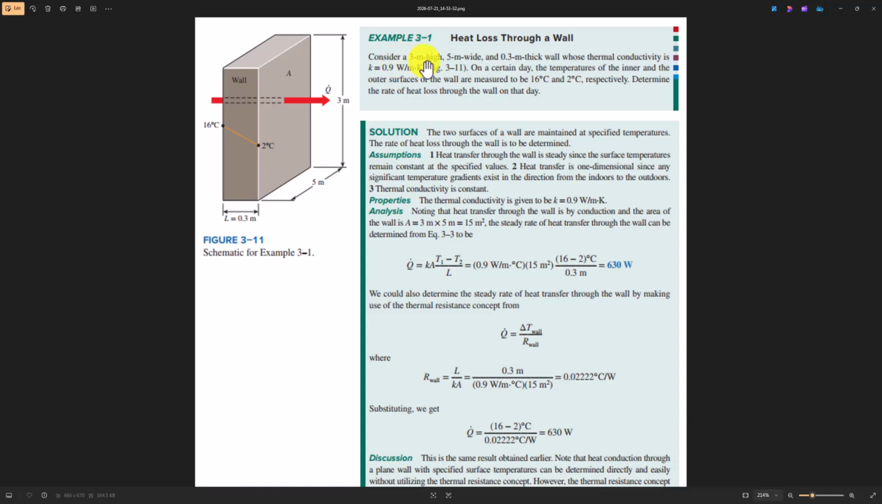Welcome! In this tutorial, we'll learn how to analyze heat loss through a plane wall using Abaqus. Our objective is to determine the rate of heat transfer through the wall and compare the finite element results with the analytical solution based on Fourier's law of heat conduction.